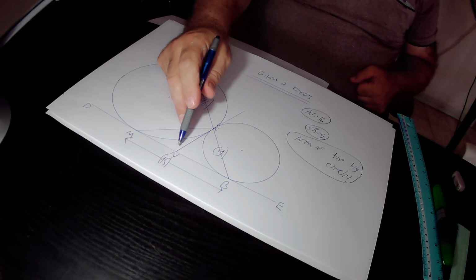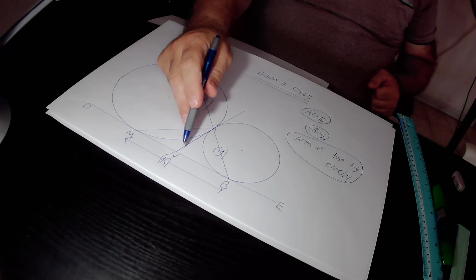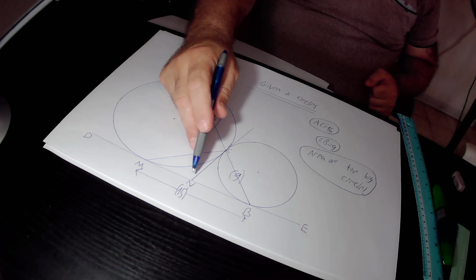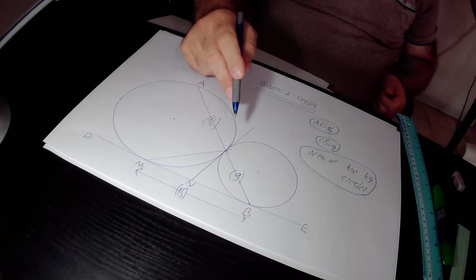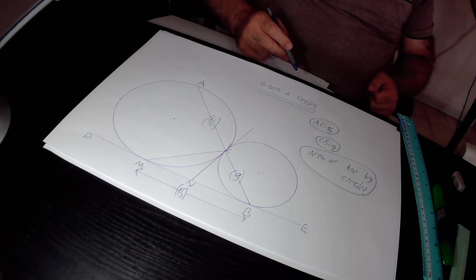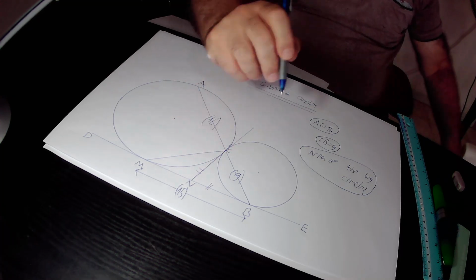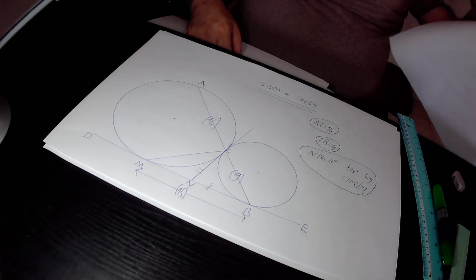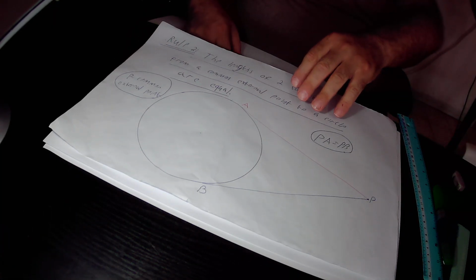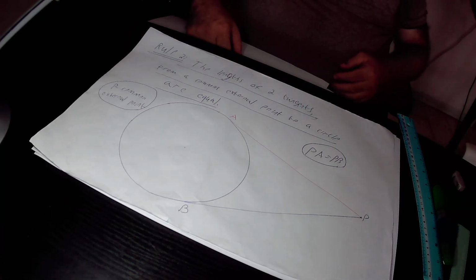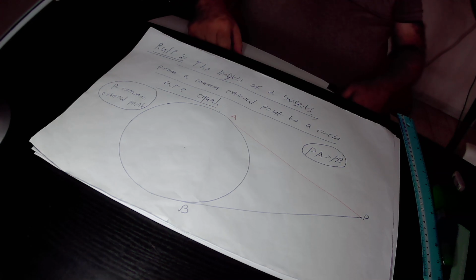So from this common external point N, we have two tangents to this small circle, tangent NB and tangent NC. And according to rule 2, they are equal to each other. That is to say, NB equals NC. So I repeat quickly rule 2. According to rule 2, the lengths of two tangents from a common external point to a circle are equal.